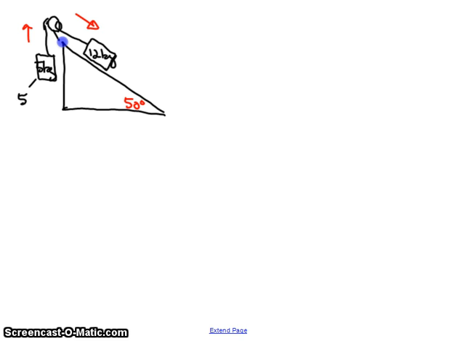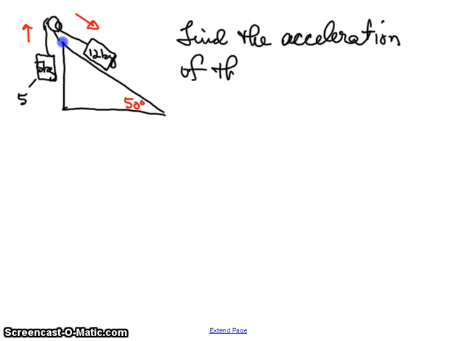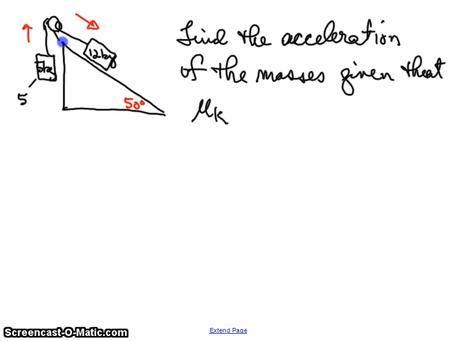So what I'm going to say is find the acceleration of the masses, given that mu sub k, the coefficient of kinetic friction, we'll make it reasonable, 0.10. Mu sub k equals 0.10.